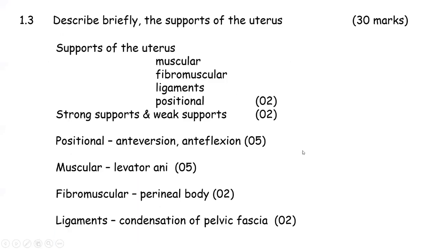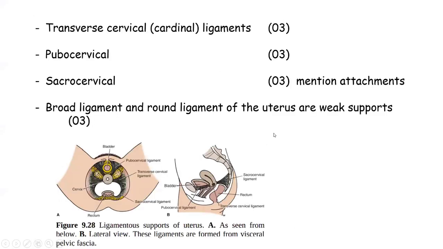Similarly, when you are talking about levator ani, you have to mention that it's a strong support. If you want, you can write, nobody will deduct marks if you say this is the strongest support, right? But some books do not consider it as the strongest one. But anyway, it's a very strong support. One of the major strong supports to the uterus, right? And I think you will get the total of 30 there somehow, right? So this question you can score very easily.